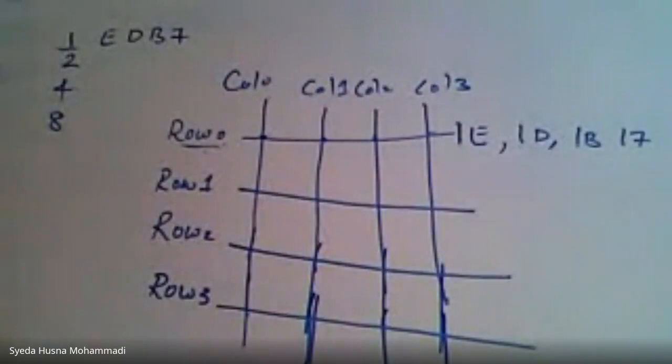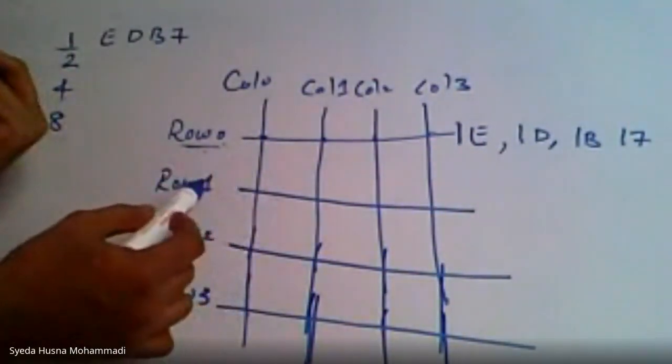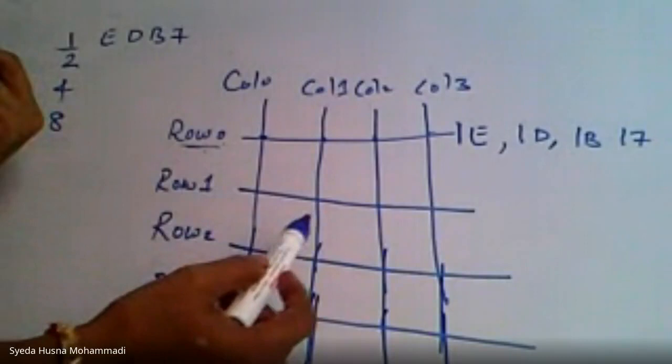If you have understood row 0, can you tell me for row 1? How do we check in row 1? Can someone respond? How do we identify? I'll assume that the key is present in row 2.